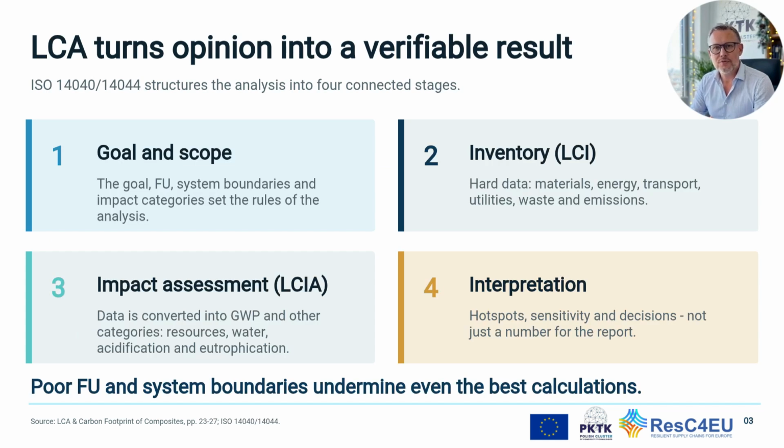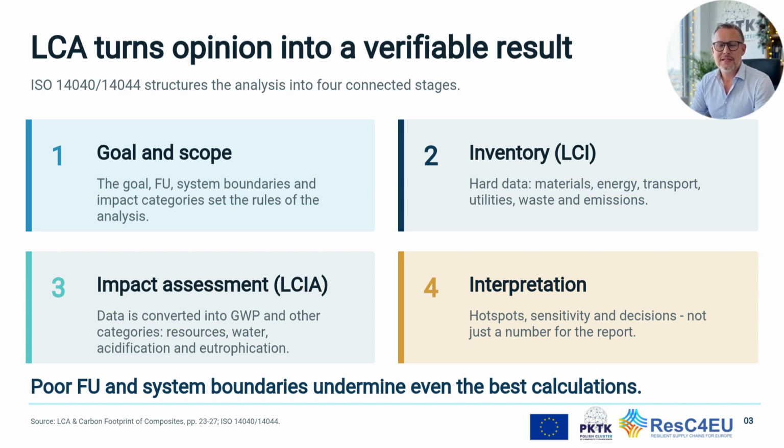LCA is not an arbitrary carbon calculator. ISO 14040 and ISO 14044 structure the analysis into 4 connected stages. First, we define the goal and scope: why we are carrying out the study, what function the product performs, and where the system boundaries lie. Next, we build the inventory by collecting specific data on materials, energy, transport, waste, and emissions. In the third stage, this data is converted into impact categories such as GWP, resource use, or acidification. The final stage is interpretation. We identify hotspots, test the sensitivity of the result to our assumptions, and draw conclusions for the product or process.